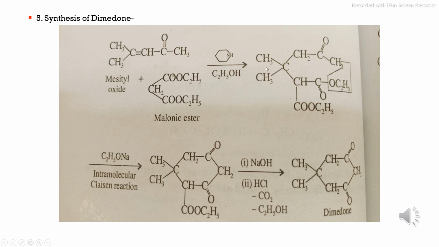and then this Michael adduct, when treated with sodium ethoxide, undergoes intramolecular Claisen condensation reaction to form a cyclic compound, and then this product on alkaline hydrolysis followed by acidic hydrolysis and then decarboxylation, dimedone will be formed.